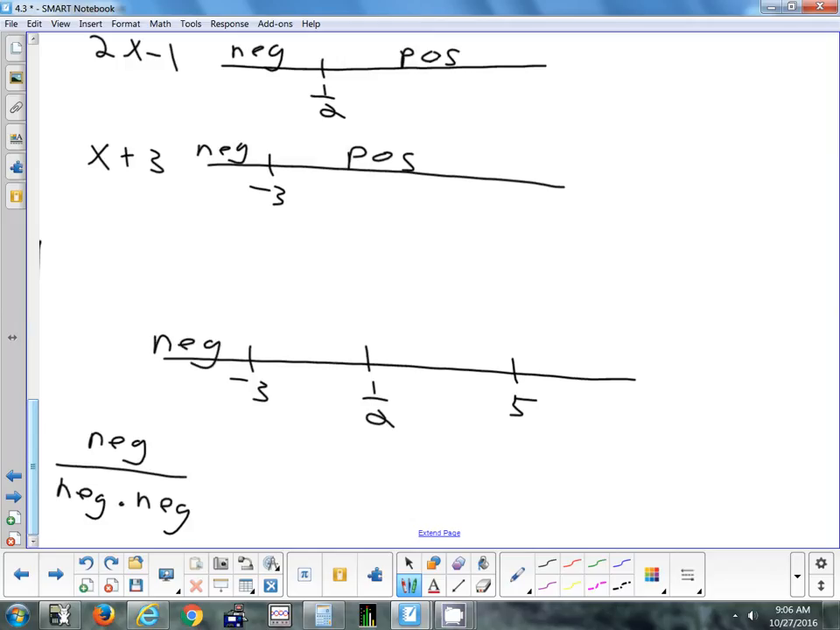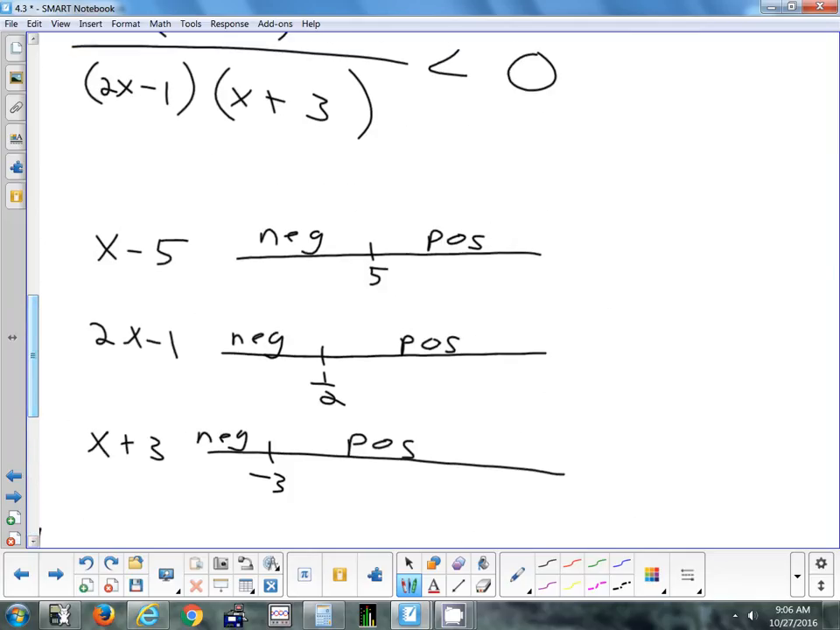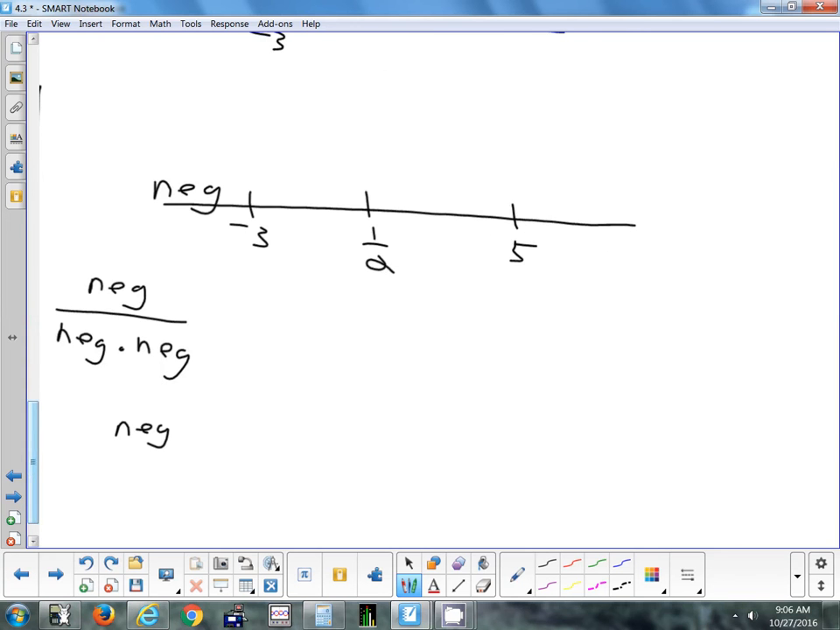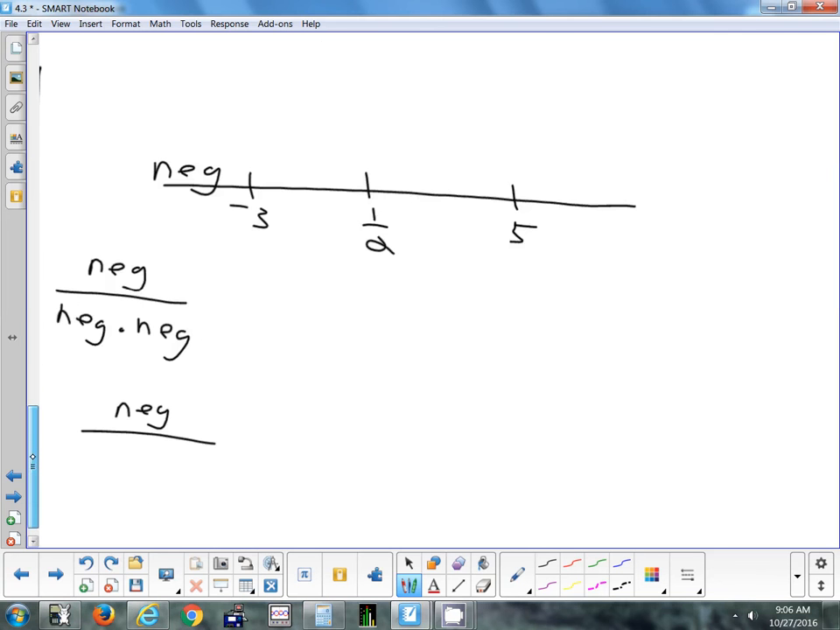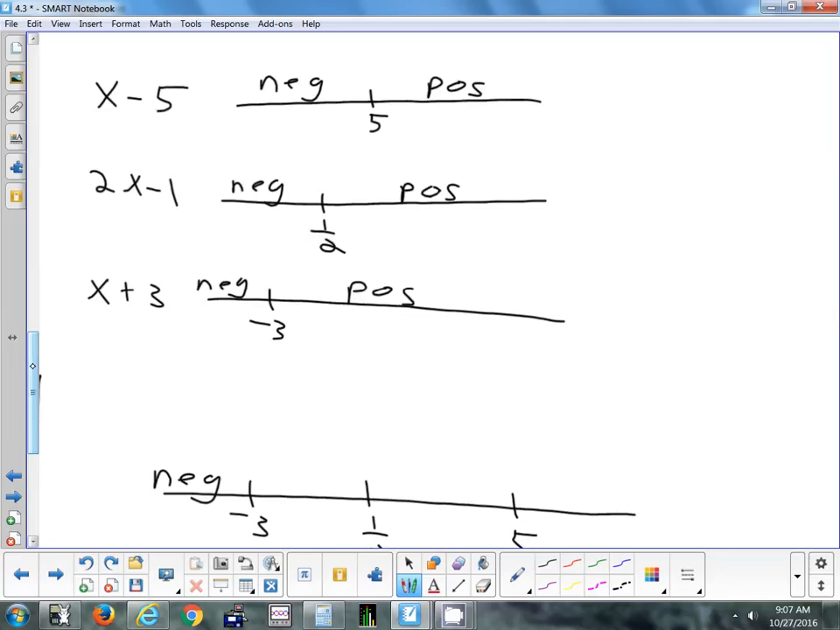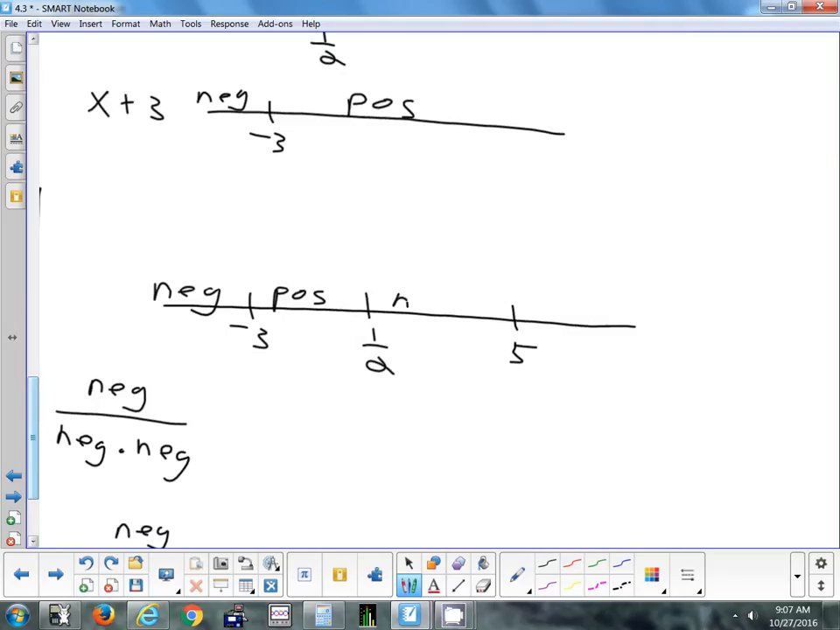What's the behavior in each section? How does it work? It should just alternate. So we can check one more, make sure we get positive, and then if we do, we'll just go negative, positive, negative, positive. Let's check between negative 3 and 1/2. Okay, between negative 3 and a half in the first one. So negative. Between negative 3 and 1/2 in the second. Negative. And between negative 3 and 1/2 in the third. Positive. That's a negative divided by a negative, which is a positive. So it's just going to alternate.